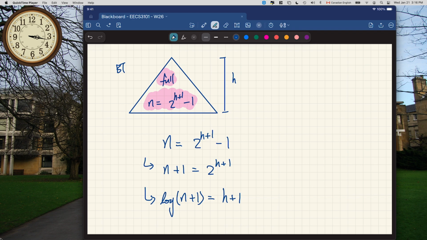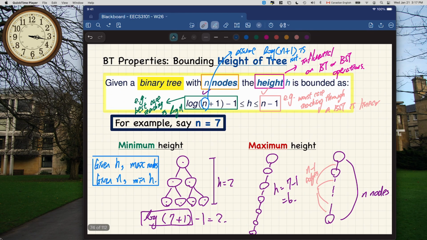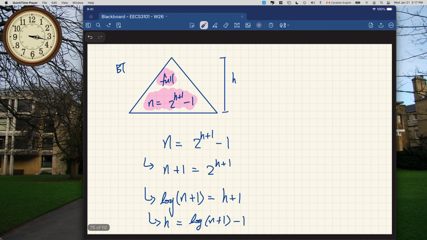All right, and then so that means the h would be just the log n plus 1 and then minus 1. So that's exactly what you just saw right here. All right, any questions about this? But approximately, you can just think about just log n.